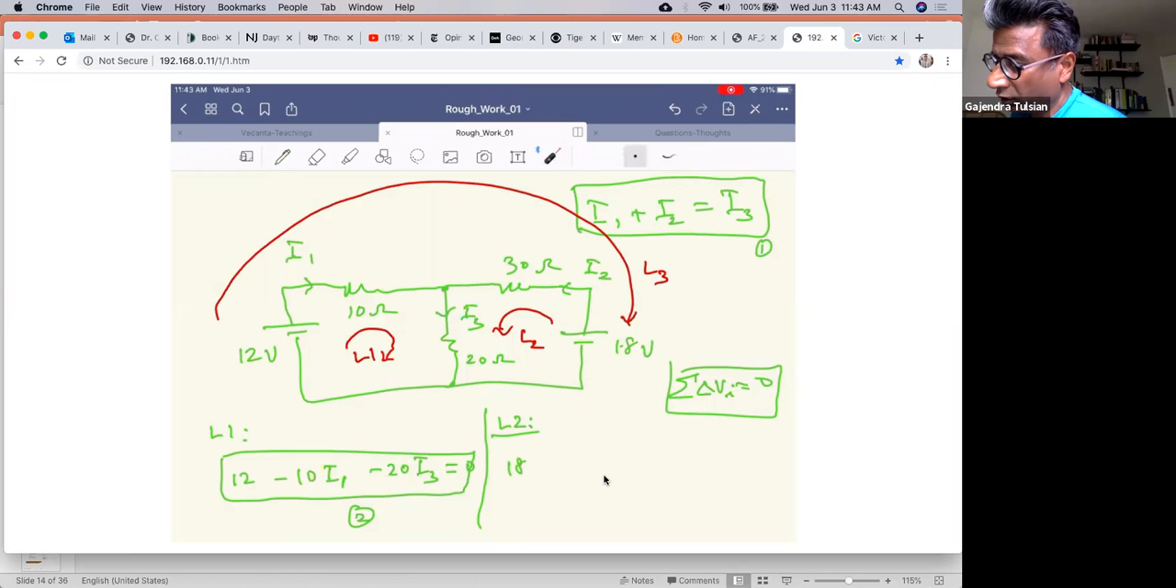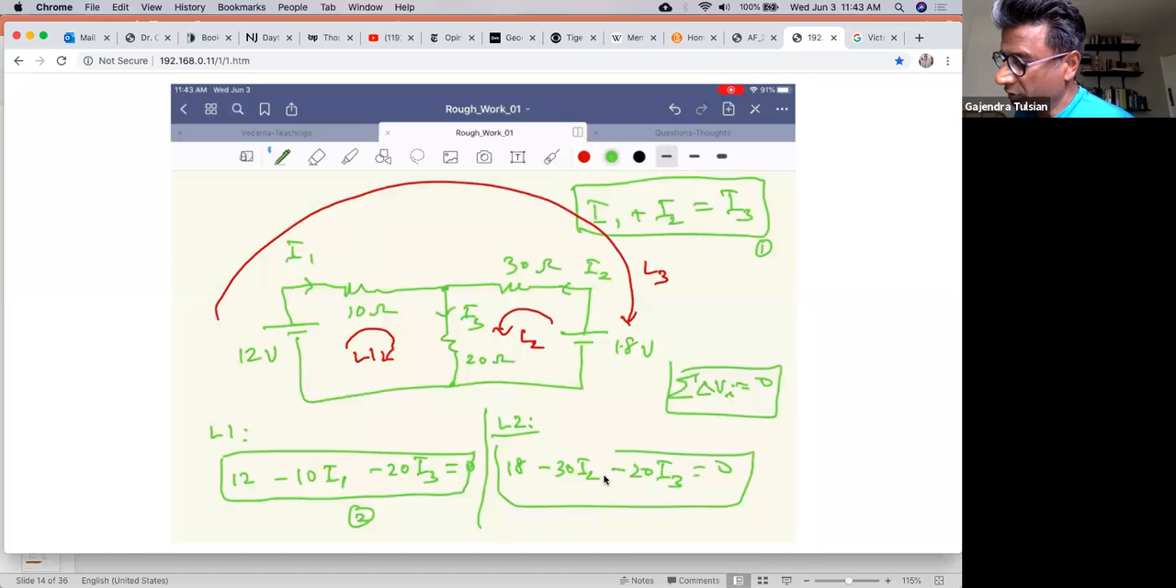And then you're going with the current, so you're going from high to low voltage, it's minus 30 I2. And then again, going with the current, it's minus 20 I3, equal to 0. So there's the third equation. You should be able to solve these three simultaneous linear equations in three unknowns.